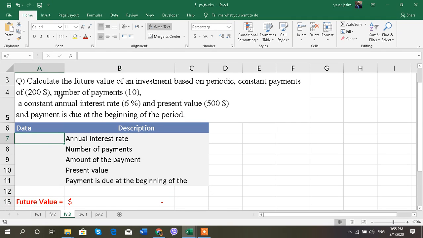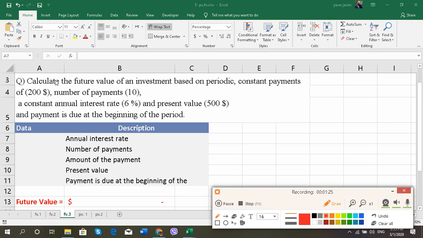First of all, this question is about calculating the future value, which is done by the FV function, of an investment based on periodic constant payments of $200. So my PMT is $200 every month. The number of payments is 10, that means 10 months. A constant annual interest rate is 6%.